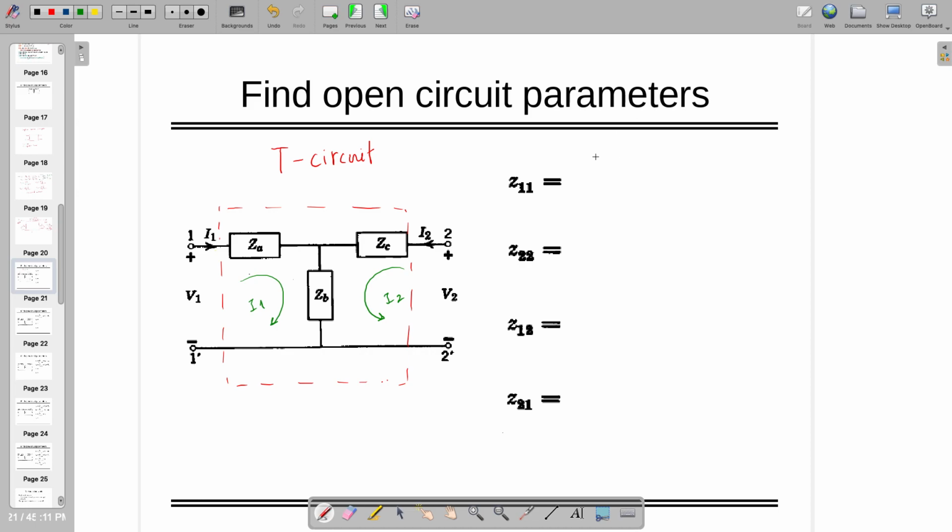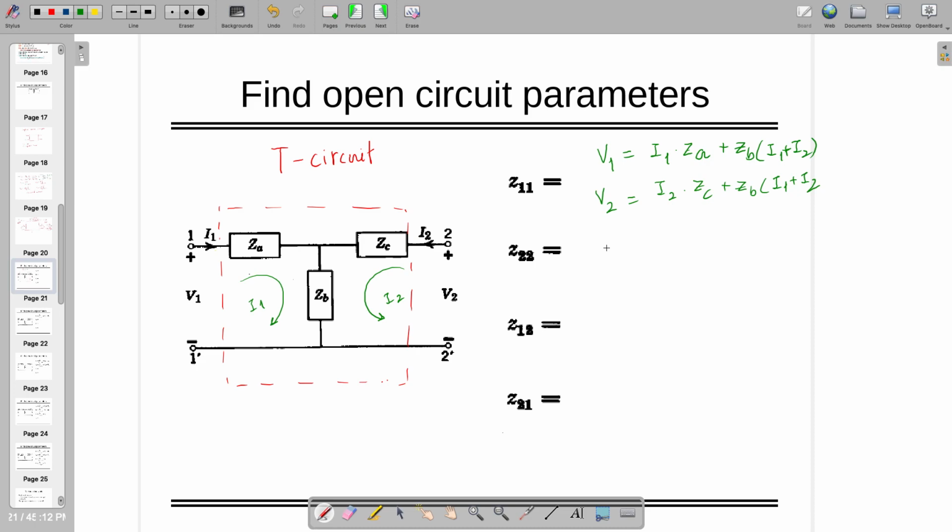With the sign also you have to tell me. Okay, V1 equal to I1 times ZA plus ZB times I1 minus I2. Very good, right? I1 plus I2, because both are in the same direction. V2 is equal to I2 times ZC plus ZB times I1 plus I2.